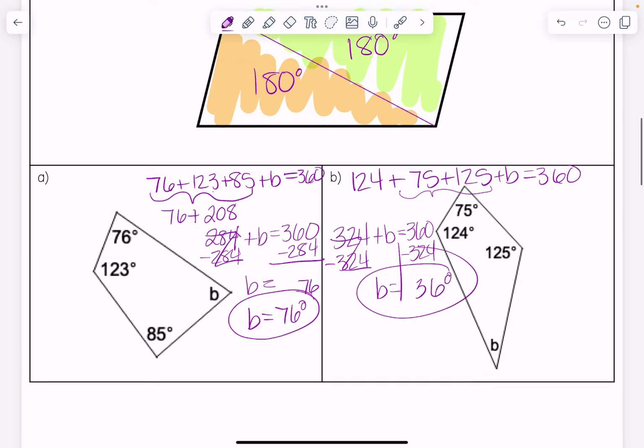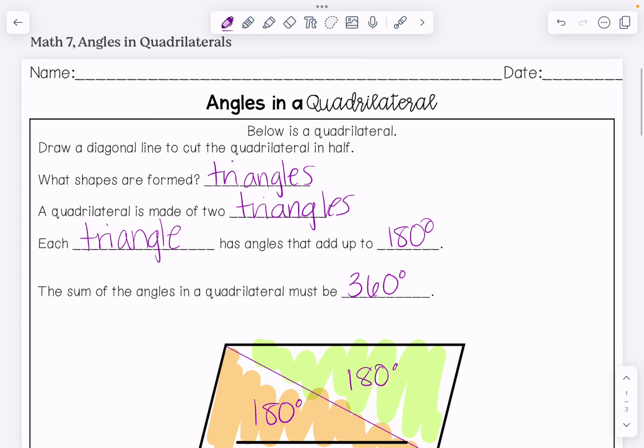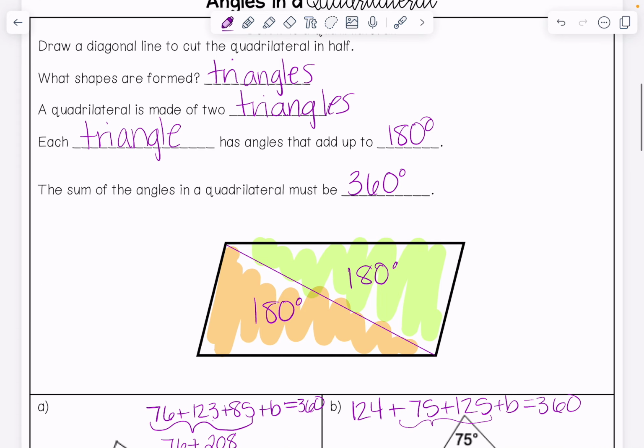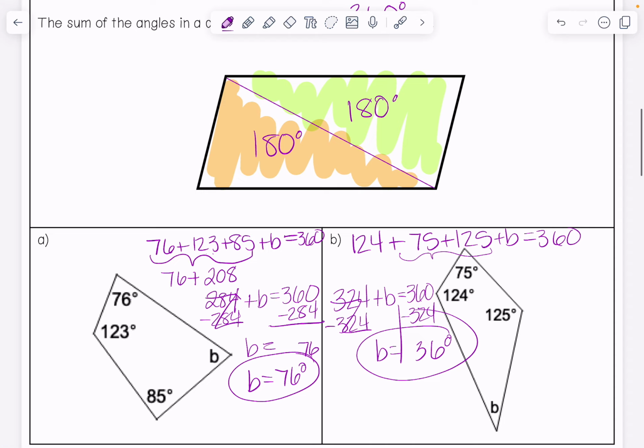So again, now that we know that triangles have a sum of 180 degrees, that helps us figure out that quadrilaterals will have a sum of 360 degrees. And once we know that, we can use that information to solve for missing angles.